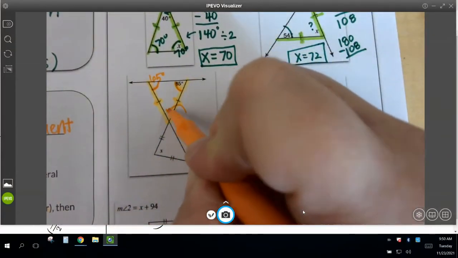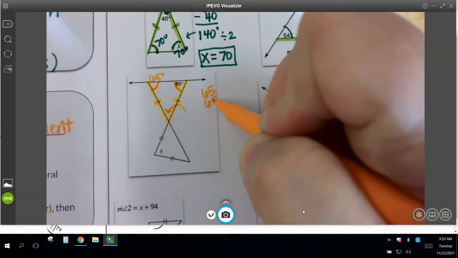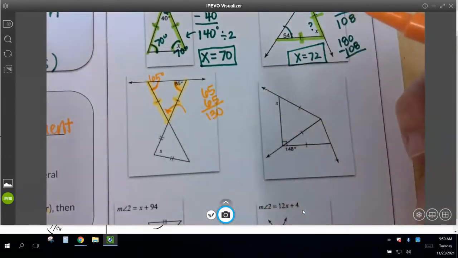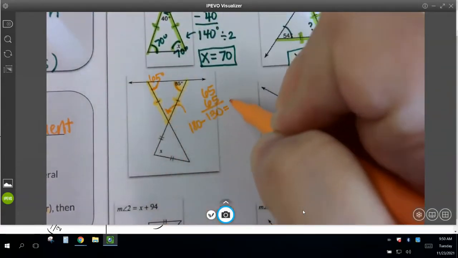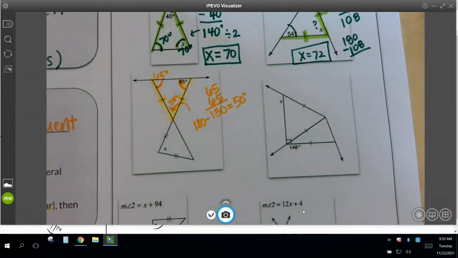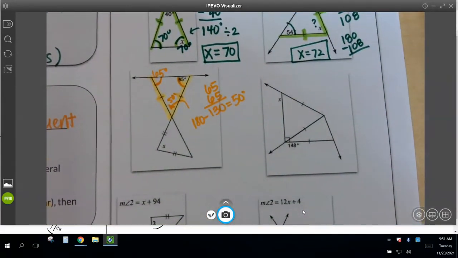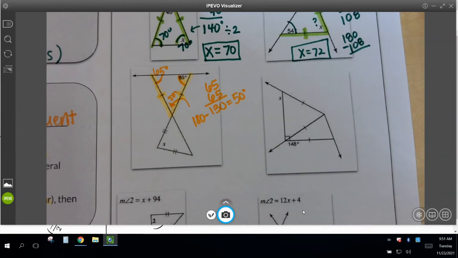So what is this angle right here? Well, 65 plus 65 is 130. Take that away from 180, that leaves us with 50 degrees. So this angle in the top triangle is 50 degrees. Why are we doing this? That's not where x is. X is in the bottom part of the triangle. Okay? X is in the bottom part of the triangle down here.